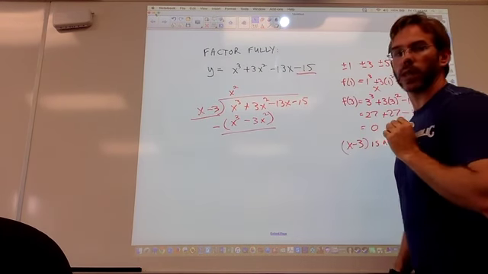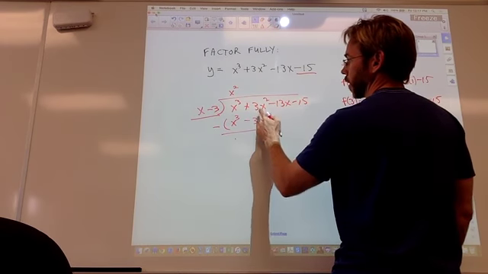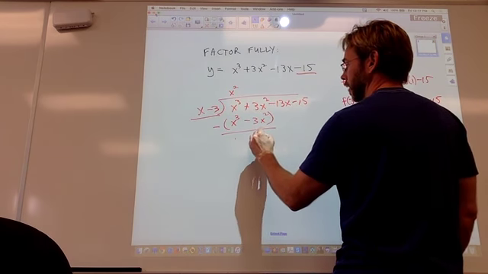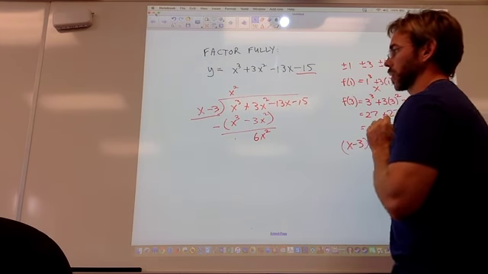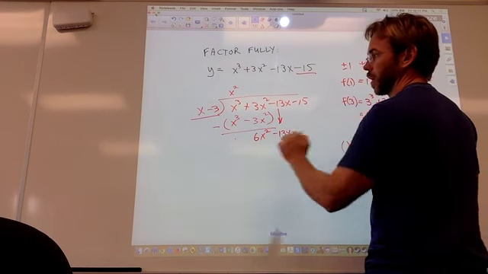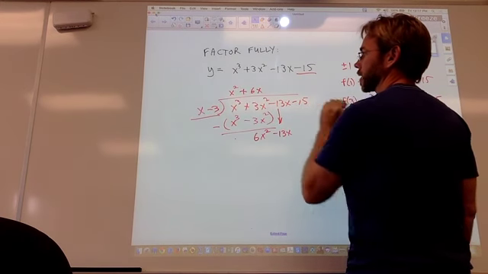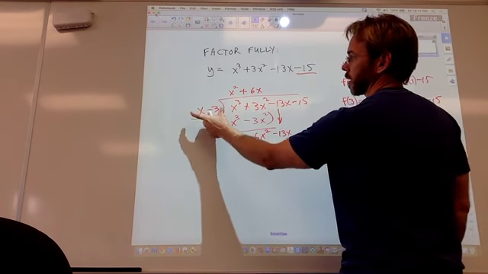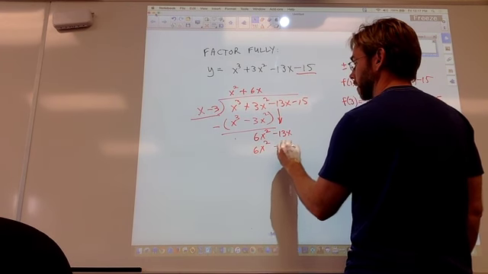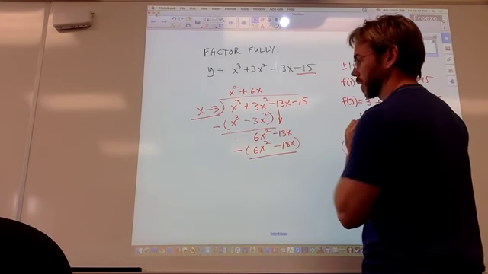I subtract everything to see what's left. x cubed take away x cubed is nothing. 3x squared take away negative 3x squared is the same as adding. This becomes 6x squared. And I bring down a term. x divides into 6x squared, leaving 6x. 6x times the entire factor gives me 6x squared minus 18x. I subtract to see what's left.